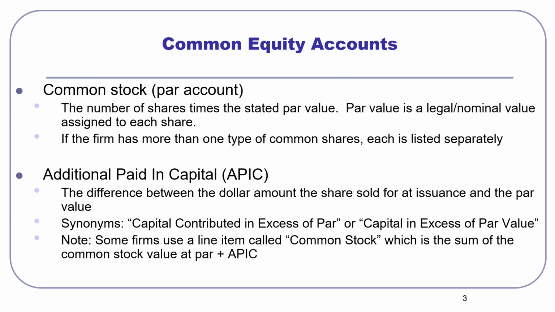The next account you will see is additional paid-in capital, or sometimes just referred to as APIC. This is the difference between the dollar amount a share sold for and the par value for the same common share. Synonyms for APIC include capital contributed in excess of par or capital in excess of par value. So conceptually, every dollar raised when a firm issues common shares is split between the account common stock, based on the par value, and APIC, which is the amount paid for the stock over and above the par value. Sometimes a firm will collapse common stock and APIC together on the face of the balance sheet, so you'll have to read the footnotes to break the total down further.